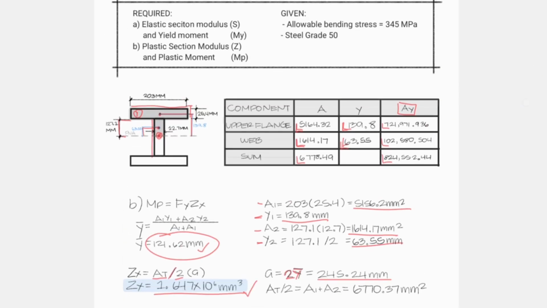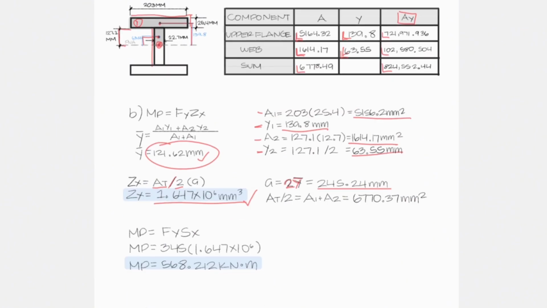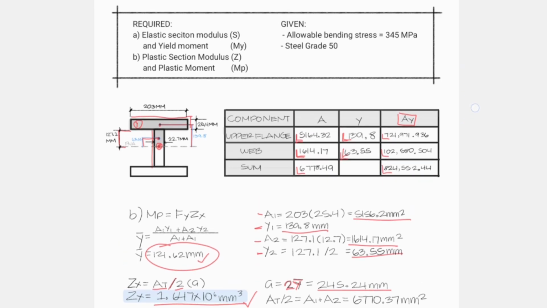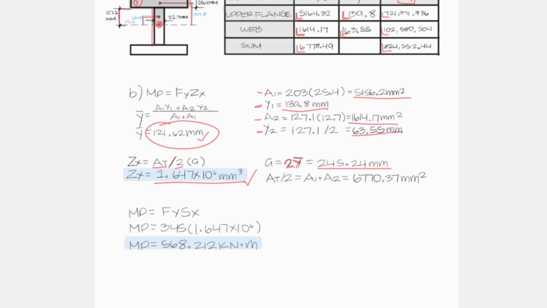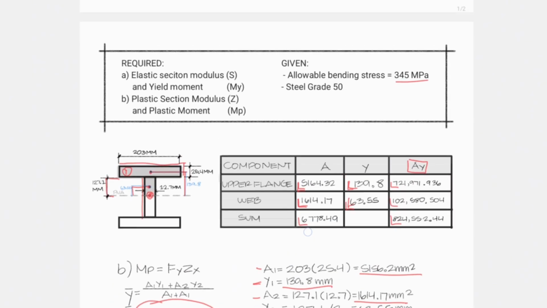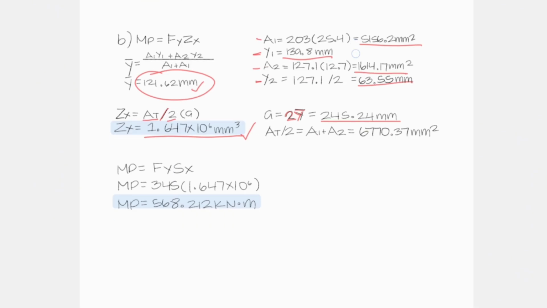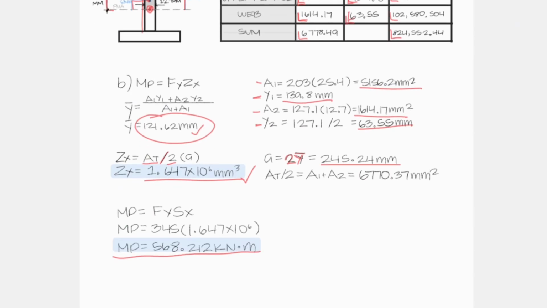So now we can finally get the plastic moment by multiplying Fy by Zx. Fy being the allowable bending stress, so 345 multiplied by the Zx, which is the plastic section modulus. And you will get the final answer of the plastic moment being 568.212 kilonewton per meter.